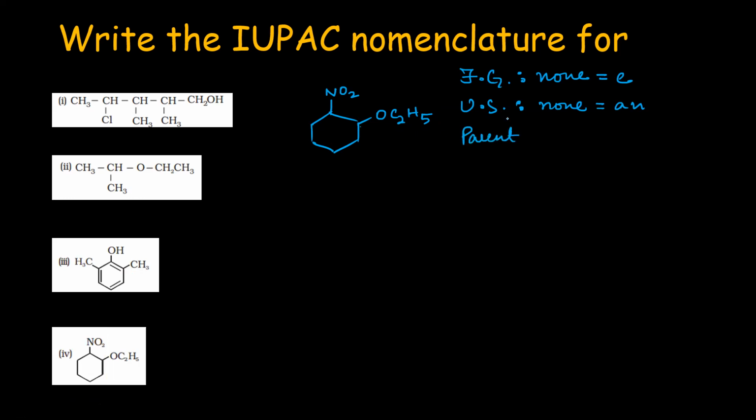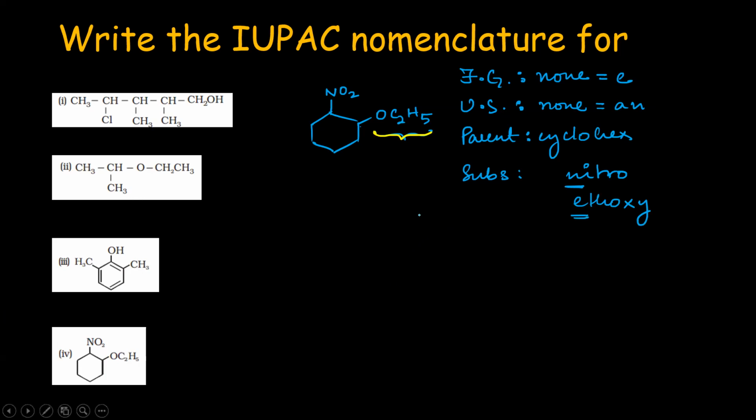So the parent will be, now we have 1, 2, 3, 4, 5, 6 carbon atoms. We will write cyclohex because it is also a ring. Now where should we start the numbering from? You will write the substituents first. Your substituents are nitro, and what is this substituent? Ethoxy. Very good, it is an ether, it is ethoxy. Now, in alphabetical order, which comes first? N or E? E comes first.